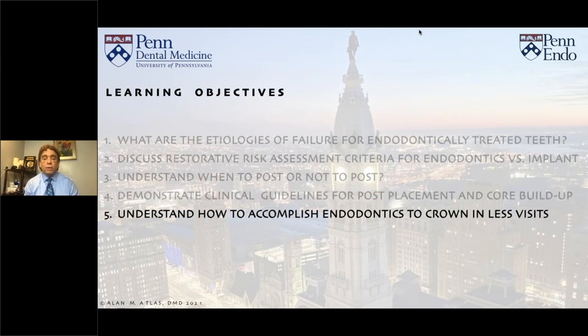And I think that's going to be very, very unique and important for you, because if you can do it easier, you'll want to do it more often. We're going to understand how to accomplish endodontics to crown in fewer visits. Typically, this takes an extraordinary amount of time, making the tooth very vulnerable during the visits between endo and restorative. What we want to try to do is secure the tooth better. I'm going to give you some unique ways to achieve that today that not only will make it better for your patient and the tooth, but will make it more profitable for you in the long term.